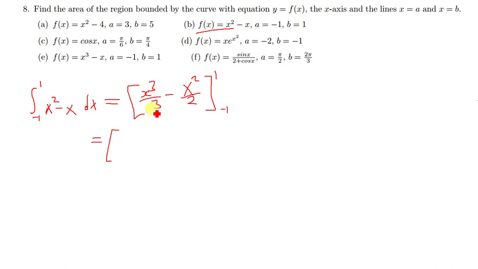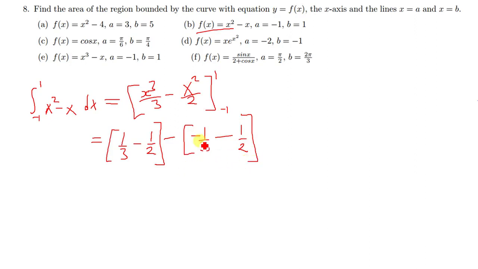So we plug in. When you put 1 there, we're going to have 1 over 3 minus 1 over 2. Then you have your minus there. We now put in negative 1. When you put negative 1 on x, you get negative 1 over 3 as your answer. Then minus, when you put negative 1 on x squared, you have 1 over 2 as your solution.